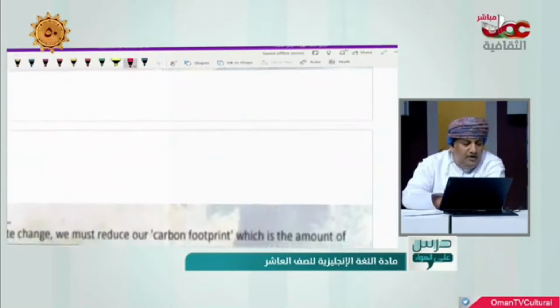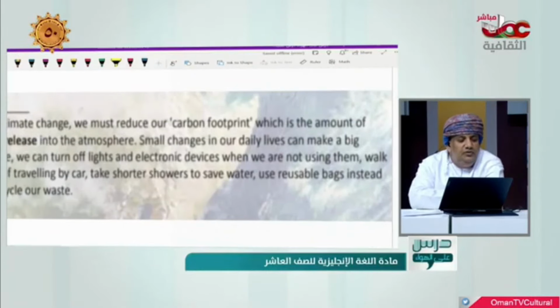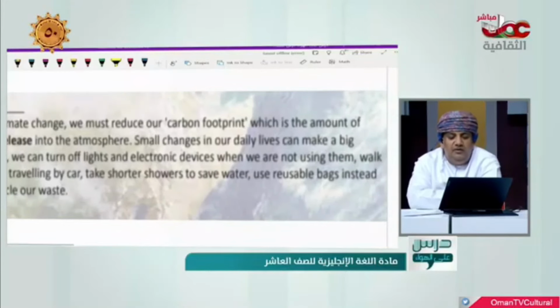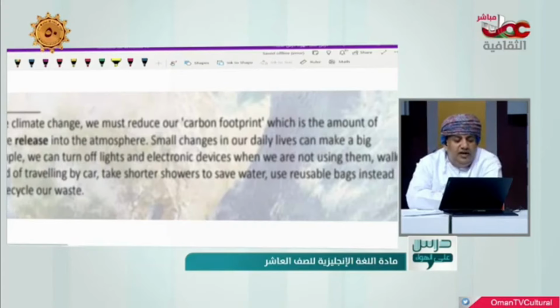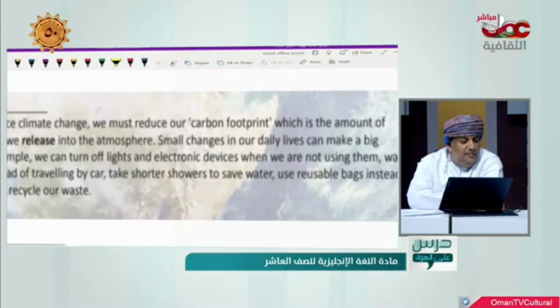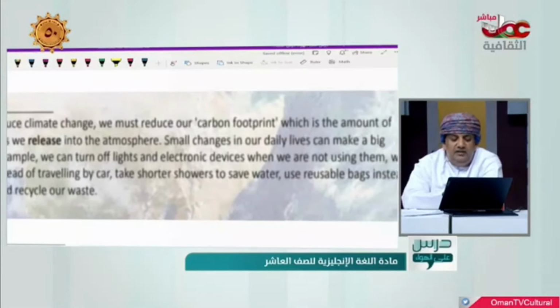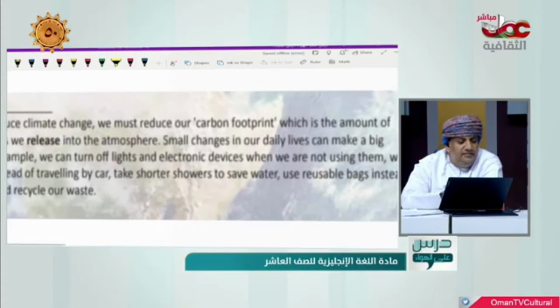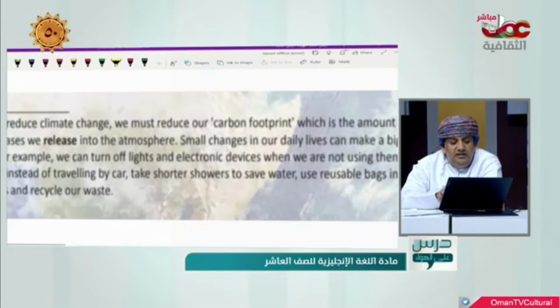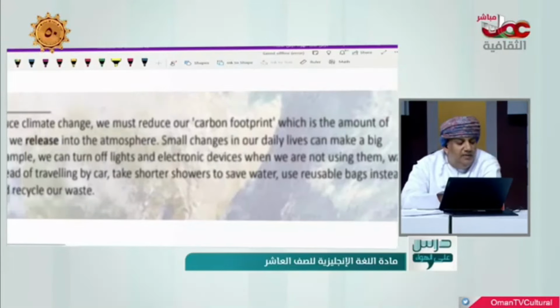So let's look at paragraph number 4. If we want to reduce climate change, we must reduce our carbon footprint, which is the amount of greenhouse gases we release into the atmosphere. Small changes in our daily lives can make a big difference. For example, we can turn off the lights and electronic devices when we are not using them. Walk or ride a bike instead of traveling by car. Take shorter showers to save water. Use reusable bags instead of plastic bags.